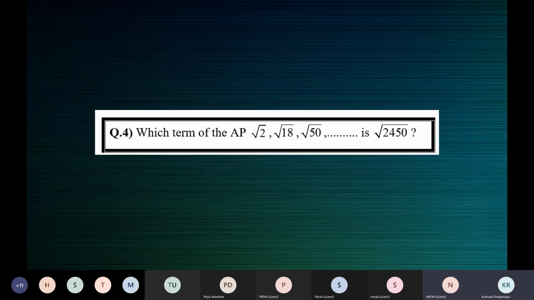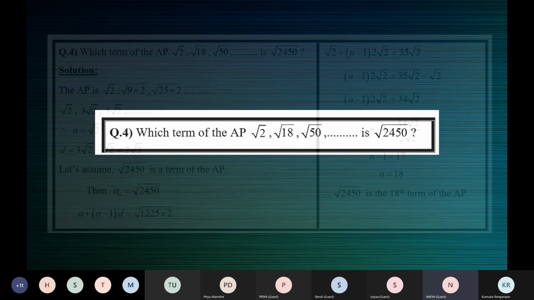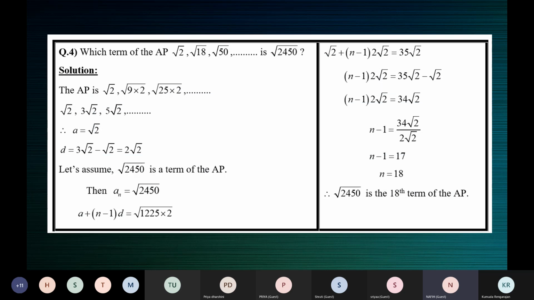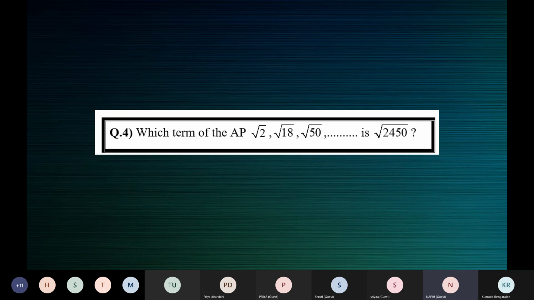Yeah, this one. Which term of the AP? 18th term, ma'am. Root 2 is the first term, 3 root 2 is the second term, 5 root 2 is the third term, and so on. What's the value of d, children? 2 root 2. 3 root 2 minus root 2 is 2 root 2.